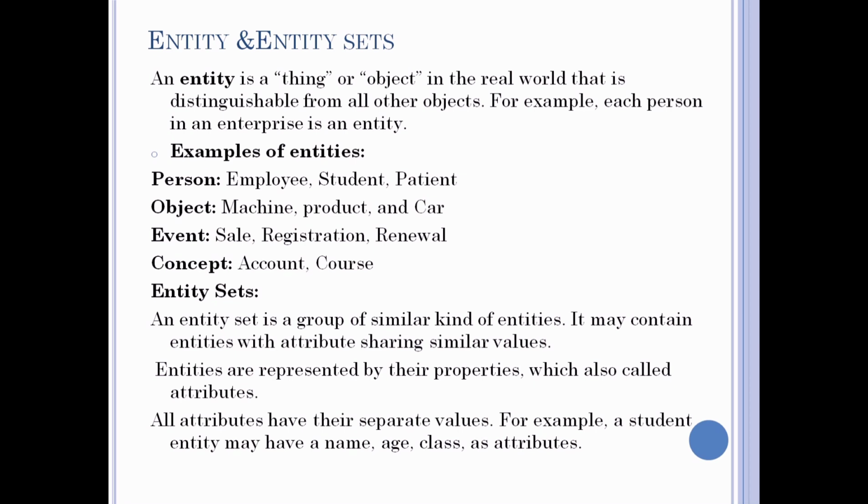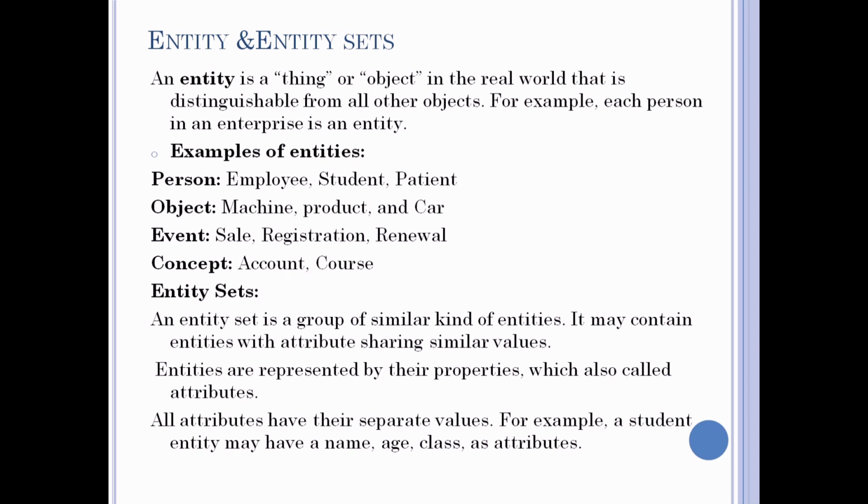An entity set is a group of similar kinds of entities. It may contain entities with attributes sharing similar values. All the students have the same kind of values. Entities are represented by their properties, which are called attributes. Another name for attributes is properties or features. If you want to define an entity, you must define the attributes. All attributes have their separate values.